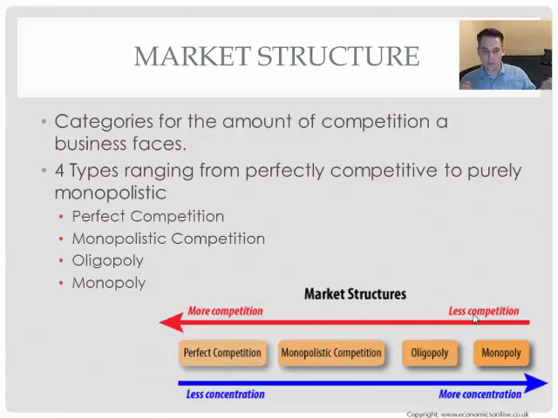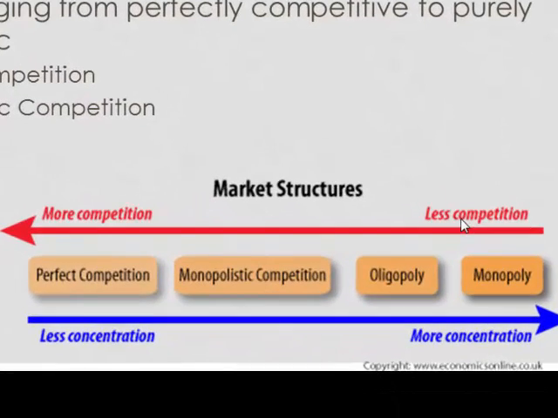And on one side of it, all the way to the left of the graphic at the bottom, you have the maximum amount of competition. And then all the way to the right is when you have the least amount of competition, and all the power over the market is concentrated in a really small set of hands, or maybe just one set of hands, one company. And there's 4 general categories.